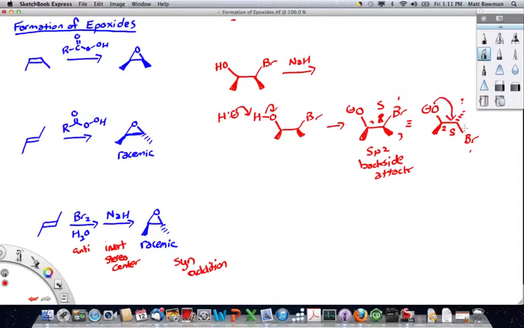I can attack, kick the bromide off, and as a result, you get this molecule. Now if this is racemic, then this is racemic. If I give you one where this is optically active, because this is chiral, this becomes optically active as well.